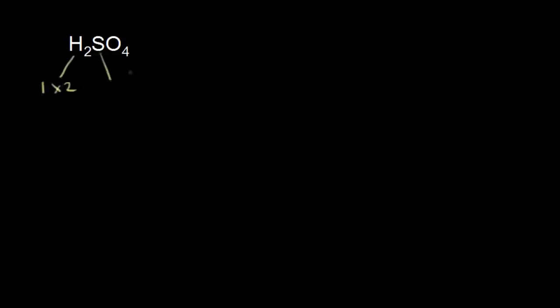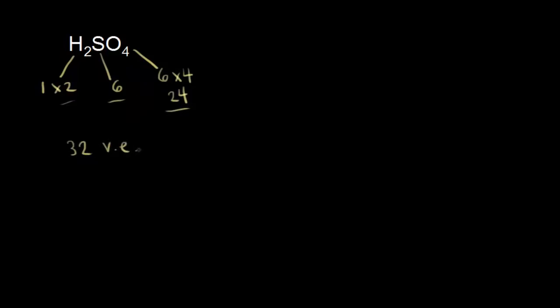Sulfur is in group 6 on the periodic table, so it has 6 valence electrons. Oxygen is also in group 6, so we have 6, and we have 4 of them right here. So 6 times 4 is 24, right? So we have 24 plus 6 is 30, plus 2 is 32. So we need to worry about 32 valence electrons in our dot structure for sulfuric acid.